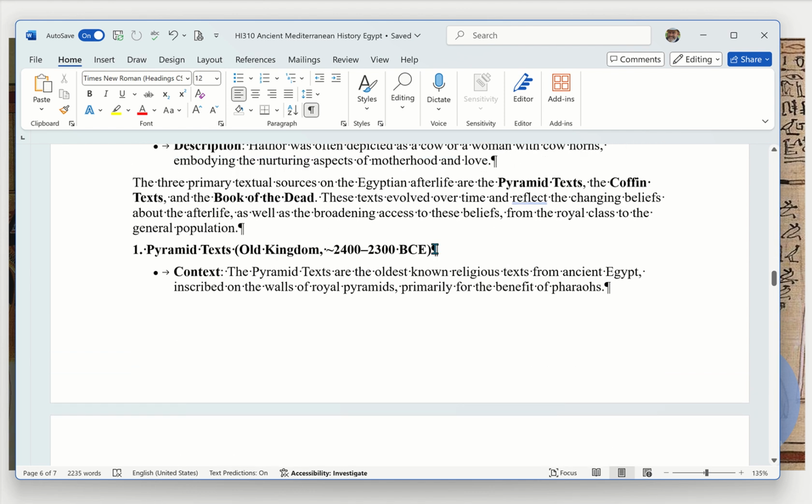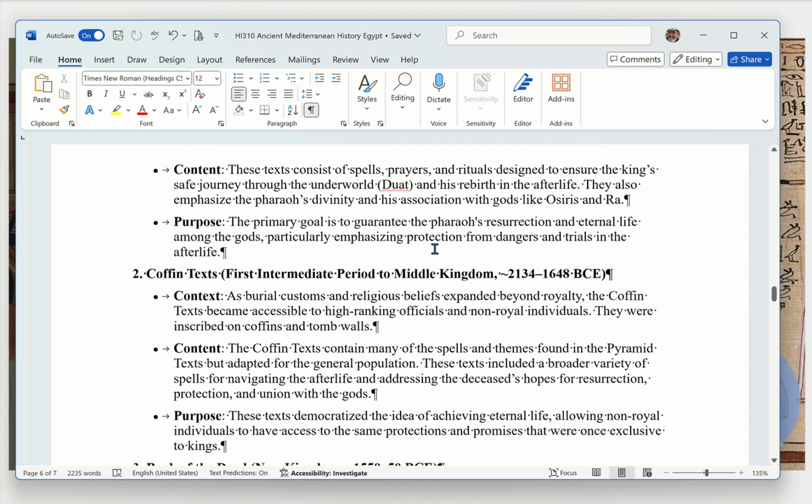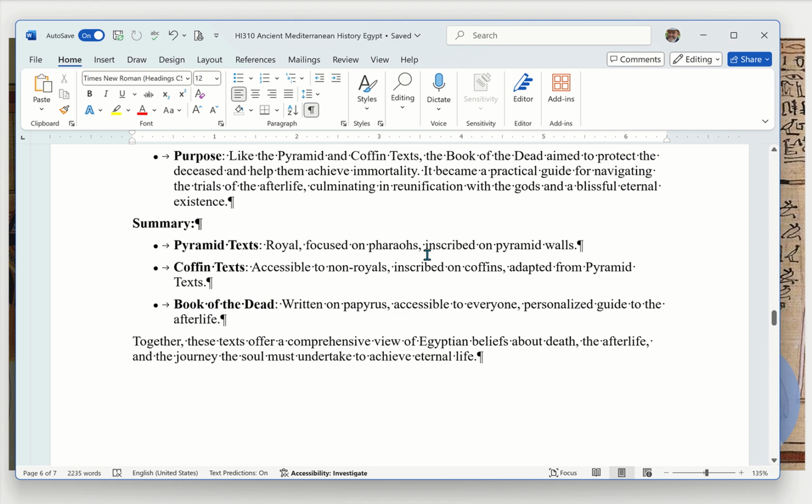So what do we have? We have the Pyramid Texts, we have the Coffin Texts, and we have the Book of the Dead. We can summarize them like this. The Pyramid Texts are royal, focused on pharaohs, inscribed on pyramid walls. Coffin Texts are accessible to non-royals, and we find them on the coffins. And then the Book of the Dead, written on papyrus, accessible to everyone, and a bunch of the mythology is located in that text.